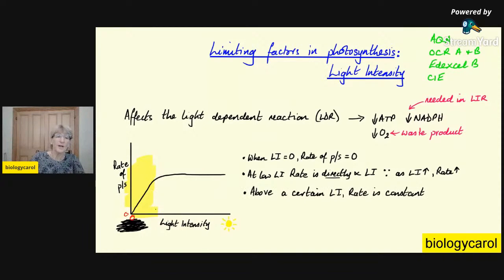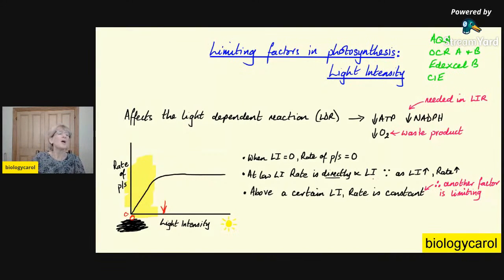But above a certain light intensity, by about here, for example, at this light intensity, the rate of photosynthesis is constant. And that means that another factor is limiting the rate of photosynthesis. And this single experiment isn't telling us what that is, but we can just say another factor. And if you were talking about this in the exam, I would go that extra step and suggest another factor. For example, carbon dioxide or temperature.